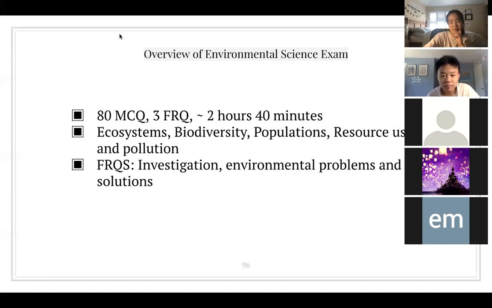Yeah, it is a lot shorter than my other previous science exams because I did take AP Bio. On the test, we cover ecosystems, biodiversity, populations, and resource use, and we also cover pollution. The FRQs have to do with investigation, and you see environmental problems and try to brainstorm solutions that would work and find the least harmful one.